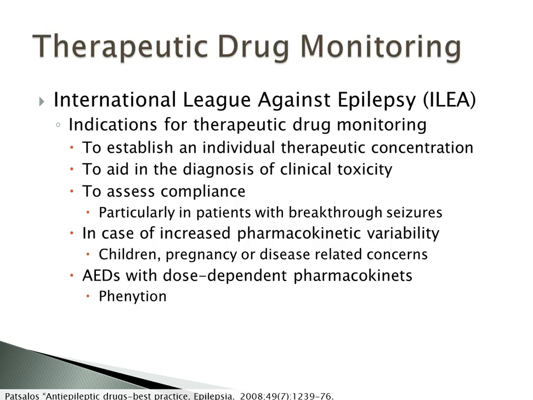And then, of course, in case of increased pharmacokinetic variability. Most children have predictable kinetics. Pregnancy is a time when kinetics may be unpredictable, or disease-related concerns. If you have hepatic dysfunction or renal dysfunction, you may have unpredictable kinetics and may need to use therapeutic monitoring to guide your dosing. And then antiepileptics with dose-dependent pharmacokinetics, like we talked about phenytoin, as you get to higher doses, the drug is cleared more and more slowly. Carbamazepine, a drug that induces its own metabolism, so it changes over time. So those medications would need routine therapeutic drug monitoring.